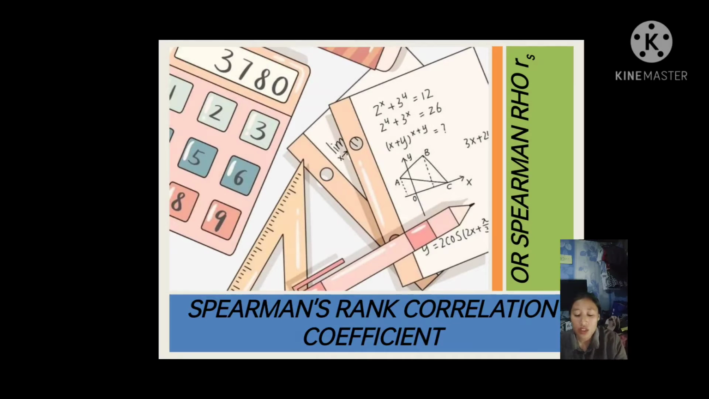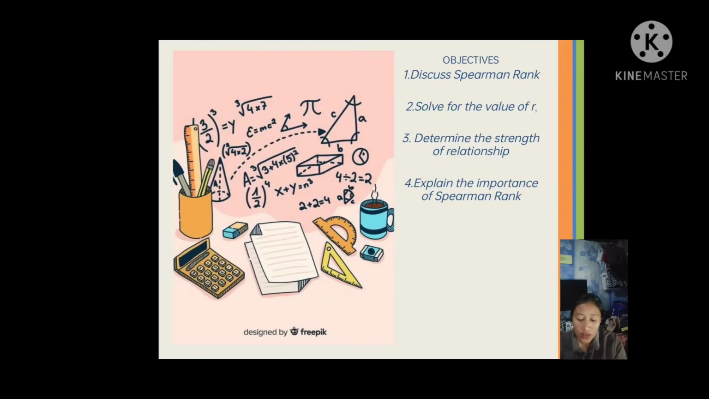So now, let's talk about Spearman rank correlation. Our objectives are: first, discuss Spearman rank. Second, solve for the value of RS. Third, determine the strength of relationship. And the fourth one is explain the importance of Spearman rank.